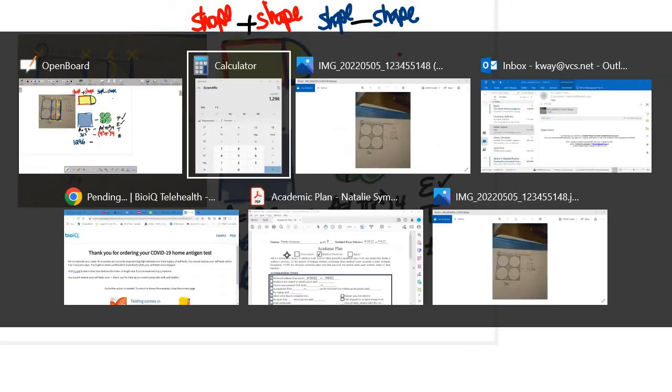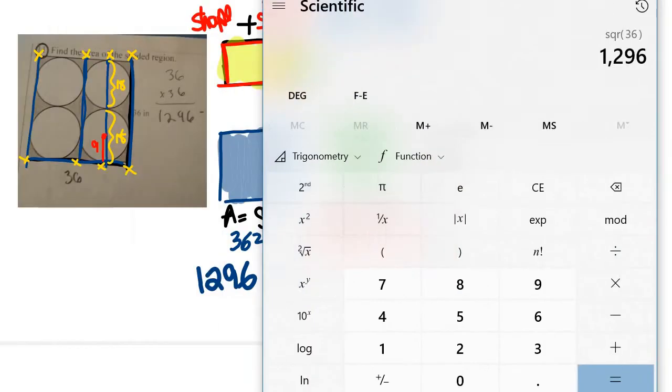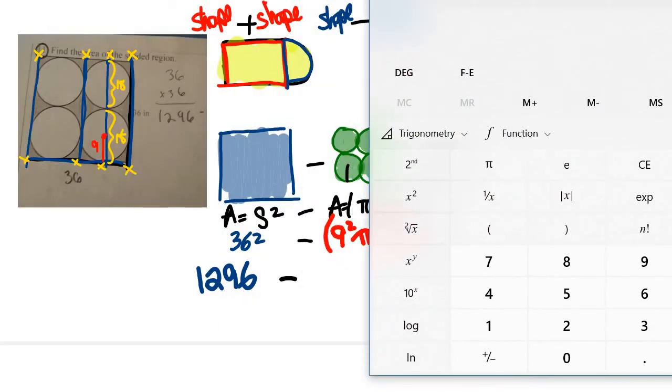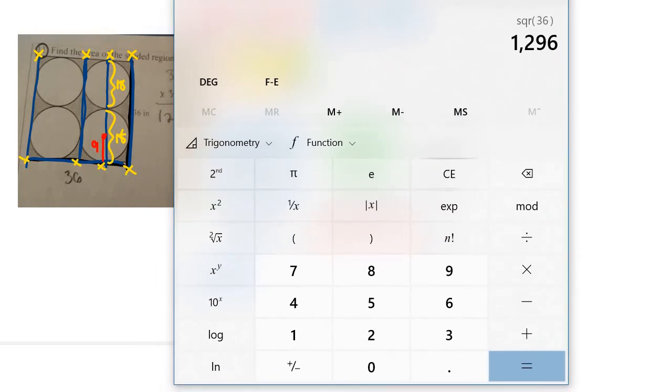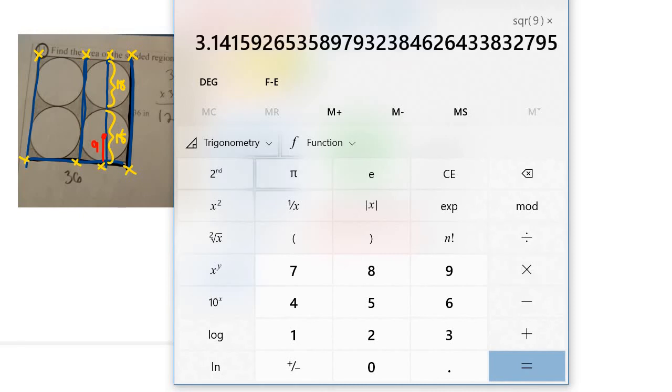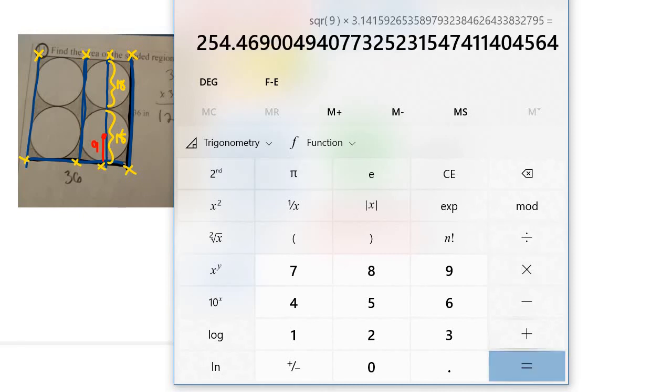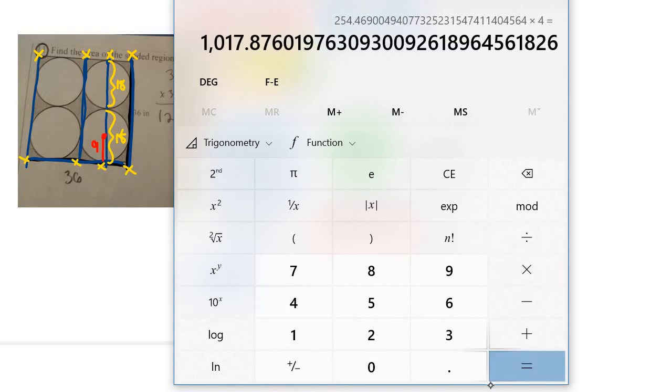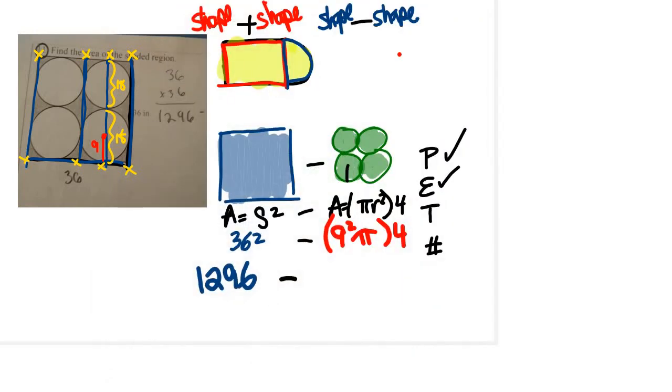And then your circles, let me bring the calculator in the middle so you can see it. We're going to do 9 squared times pi. So that's 81 basically times 3, so it'd be about 240, a little more. And then we have 4 of them. So 1,017.9.